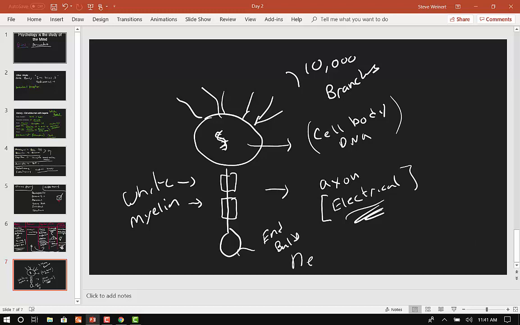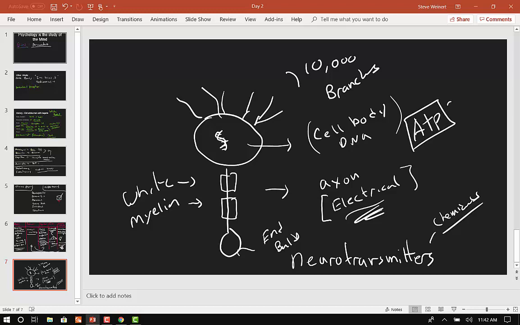This is neurotransmitters. The end bulb releases neurotransmitters. Neurotransmitters are chemicals. So, a single neuron is an electrochemical generator. It uses a tremendous amount of this. What is this? Energy.